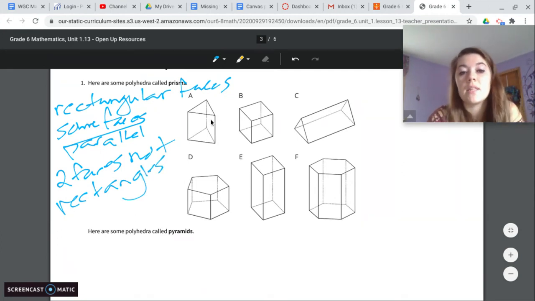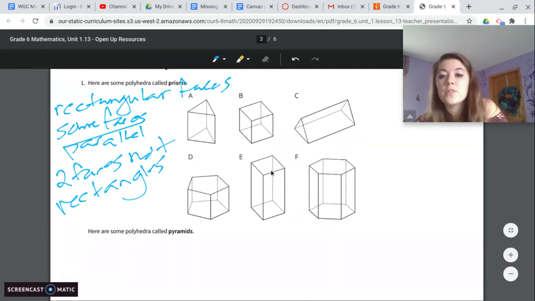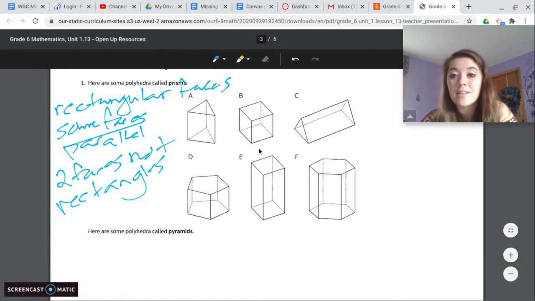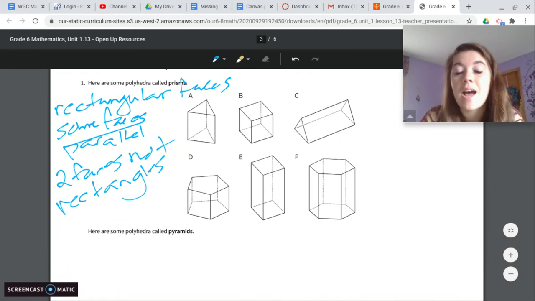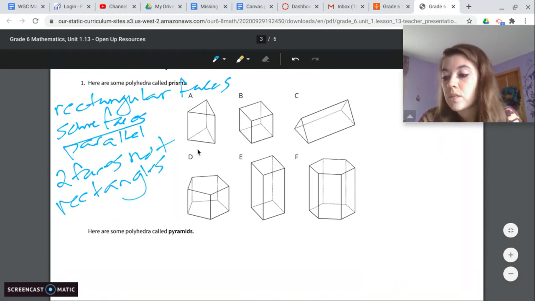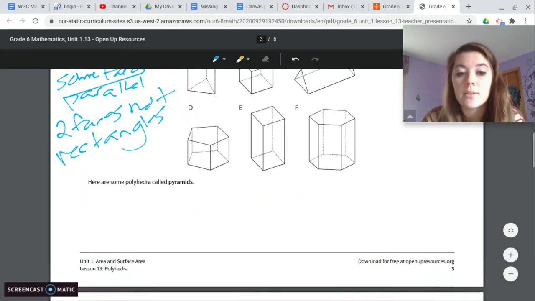So when I was naming these off, we've got the triangle, we've got a pentagon, we've got another triangle, we've got a hexagon. And remember, squares are also a kind of rectangle, so we can still call that a rectangular prism, even though it's a square versus a rectangle, because remember, a square is a kind of rectangle. So these are some of the features that you should notice about the prisms. So the key thing is they're separated by the rectangles.